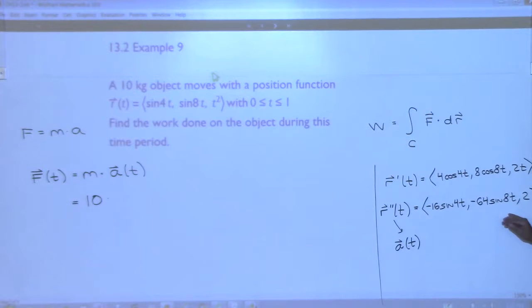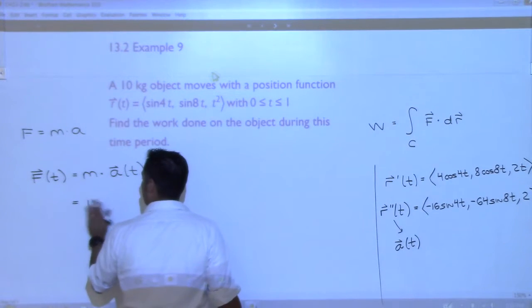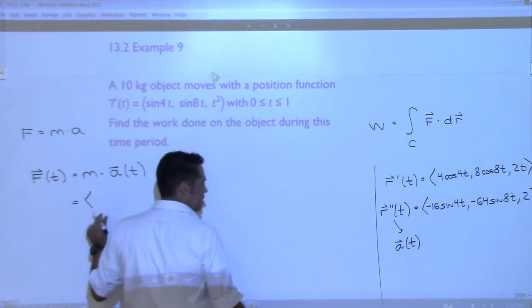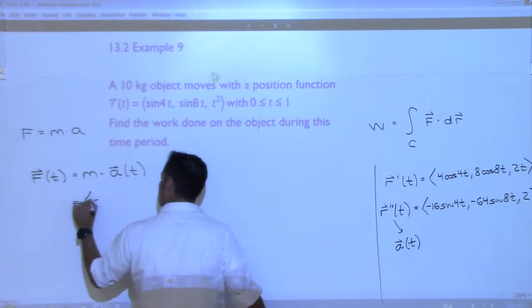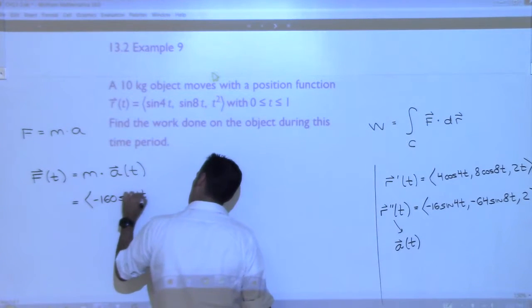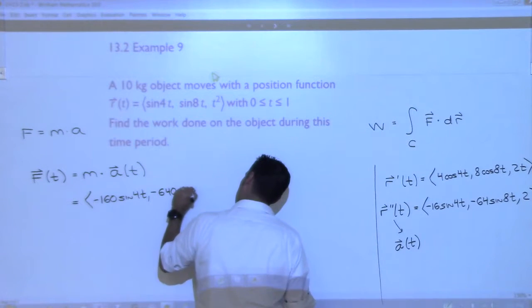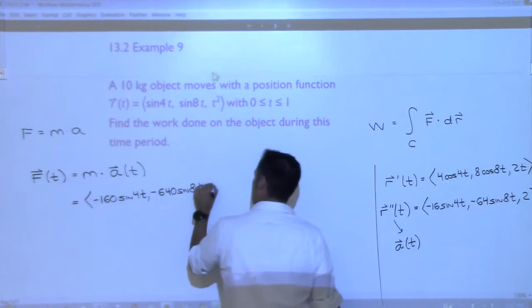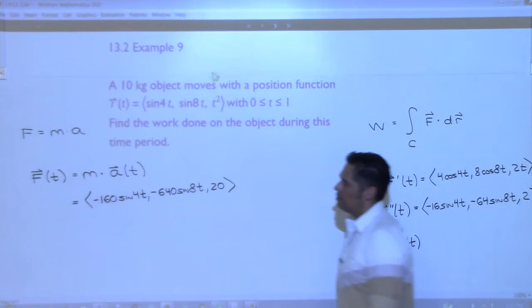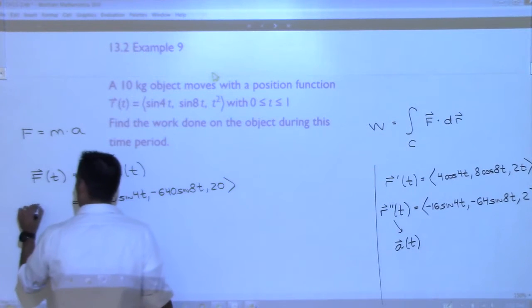There it is. So now we come back over here, and we're going to multiply that by 10. This times 10 is going to be negative 160 sine of 4t, and then negative 640 sine of 8t, and then finally 20. So that is our field. That is our force field. It's like Star Wars-ish, right? This is our force field.